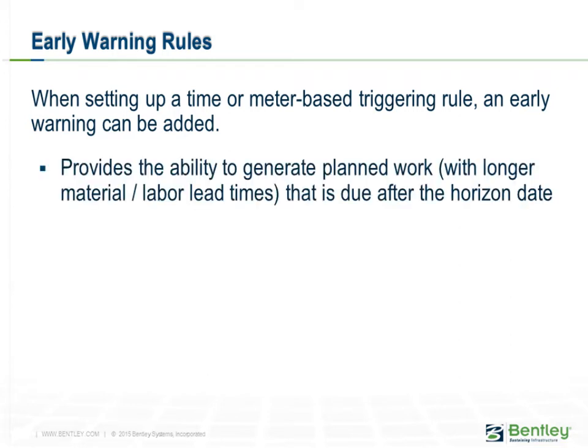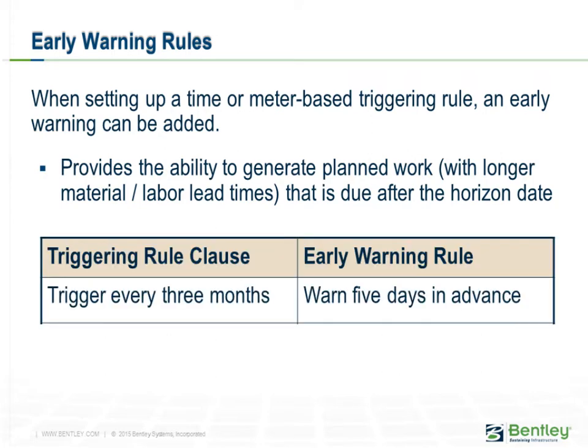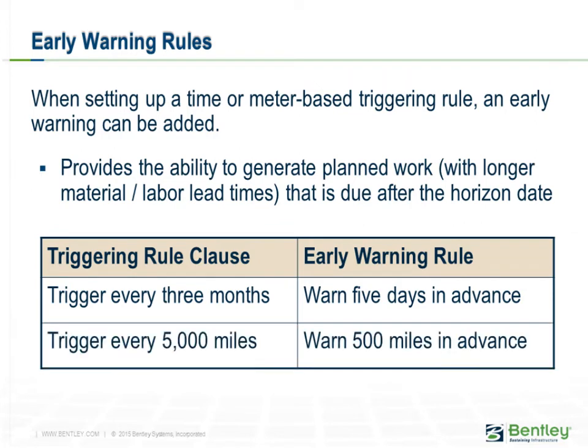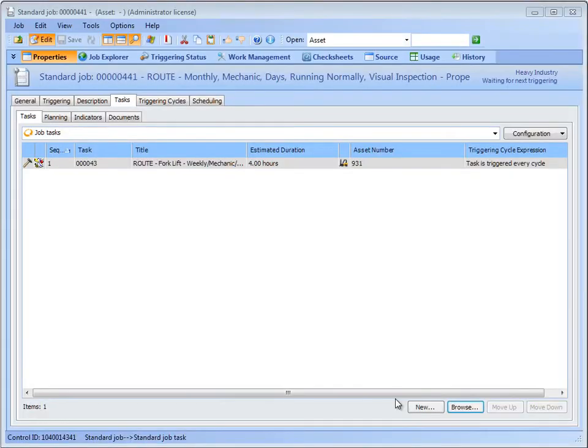This provides the ability to generate planned work with longer material or labor lead times that is due after the horizon date of the standard job. An example of an early warning is a rule that is to be triggered every 3 months, but with an early warning of 5 days in advance. Another example is a rule that is triggered every 5,000 miles, but with an early warning of 500 miles in advance. Now, let's create a triggering rule for our standard job.